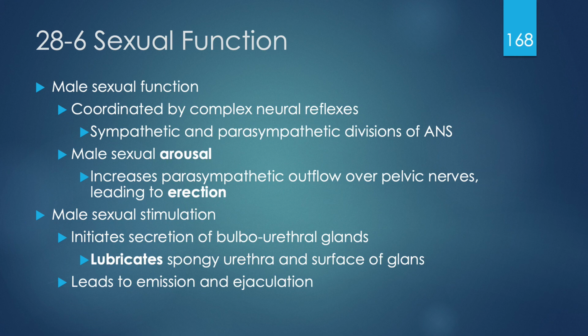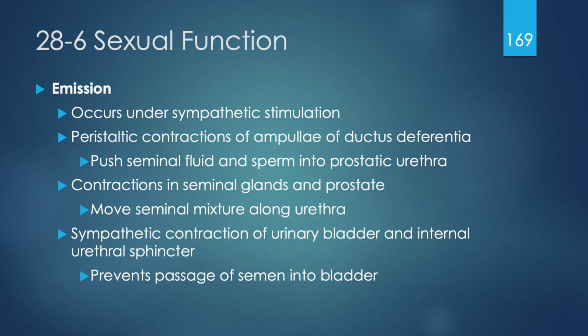Male sexual arousal will lead to a parasympathetic outflow over the pelvic nerves, which leads to increased blood flow to the area, and that leads to erection. Male sexual stimulation will initiate the secretion from the bulbourethral glands, which lubricates the spongy urethra inside the penis, as well as the surface of the glands, and this leads to emission and ejaculation. Emission is separate from ejaculation.